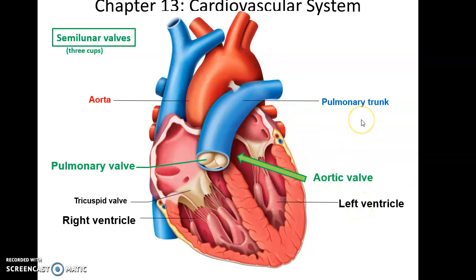And then we have 2 semilunar valves. The right semilunar valve is called the pulmonary valve. It leads to the pulmonary trunk. And then the left semilunar valve is the aortic valve. We can't see it in this picture, but it's back there. And it leads to the aorta. And these semilunar valves, they have 3 little cups, as it were, 1, 2, 3, that will fill when blood backflows a little bit to close those valves.